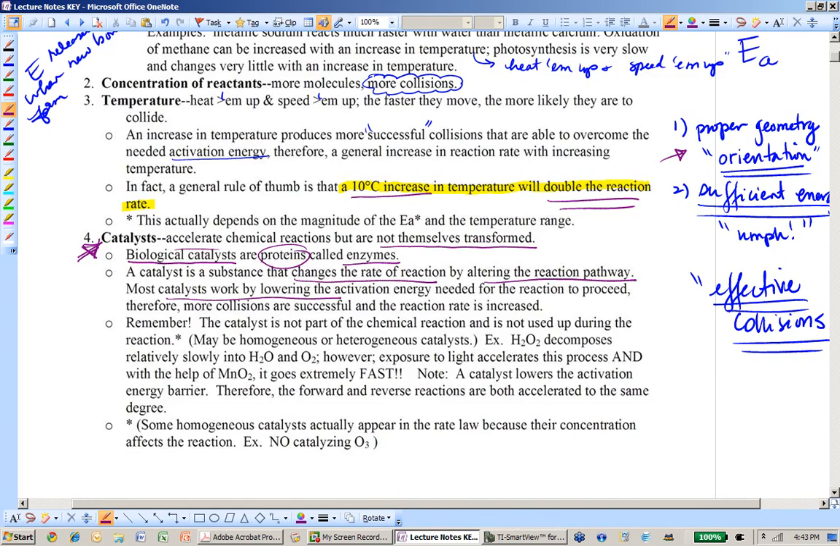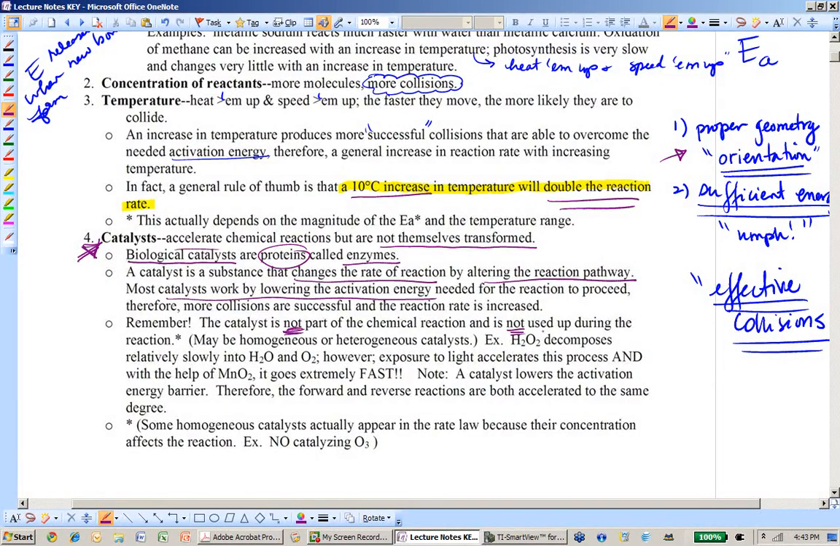So catalysts work by lowering the activation energy, and that makes our collisions more successful because they're meeting these two criteria that we talked about: orientation, sufficient energy. So the catalyst, again, is not part of the chemical reaction. It's not used up during the reaction.